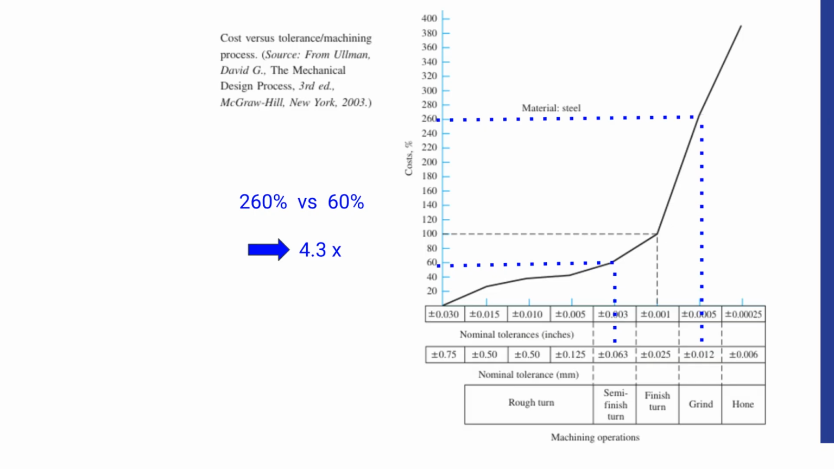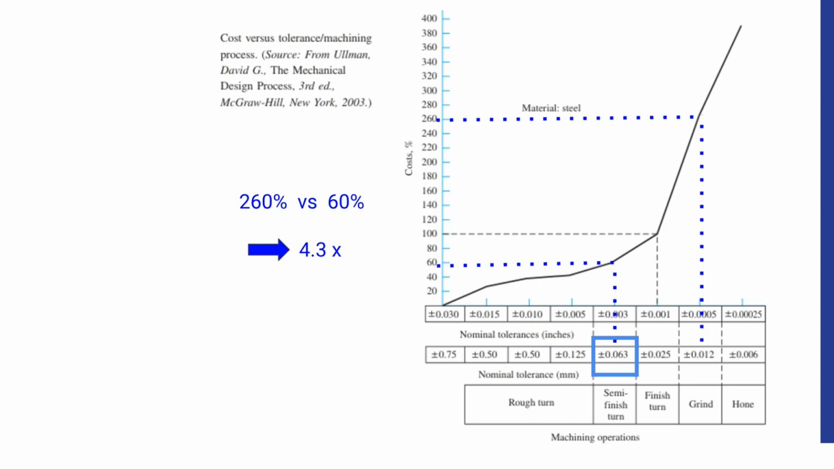Turning to 0.025 mm is actually the standard finishing, and it is the baseline indexed as 100% in the chart. And looking at tolerance 0.06, which falls into the semi-finish turning range, comes in at roughly 60% of that baseline. So it's a looser tolerance and it is cheaper by 40% compared to the baseline.